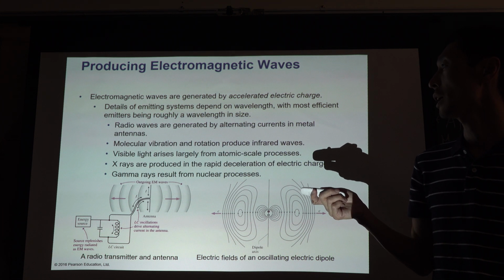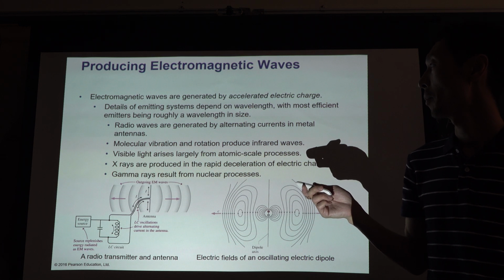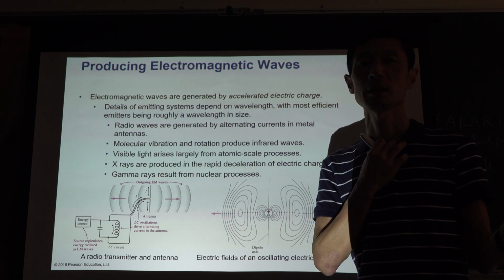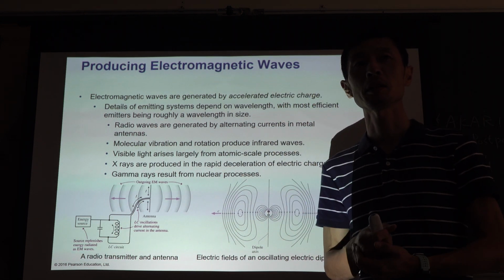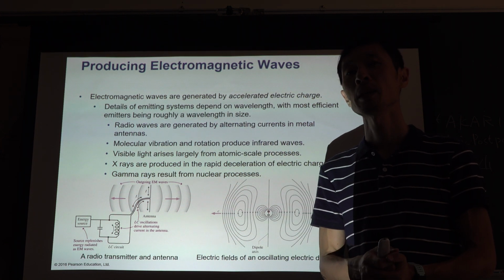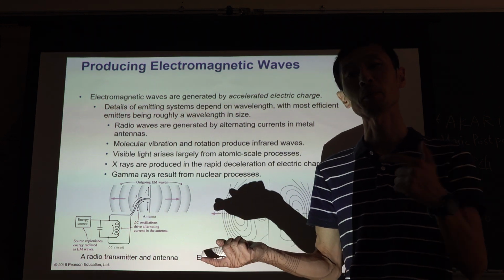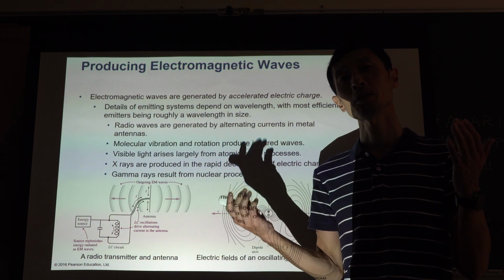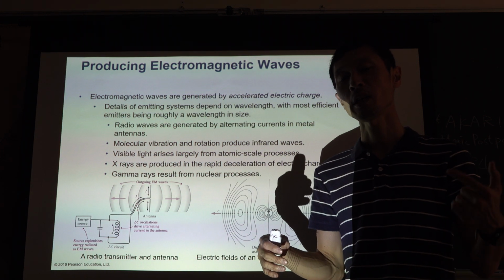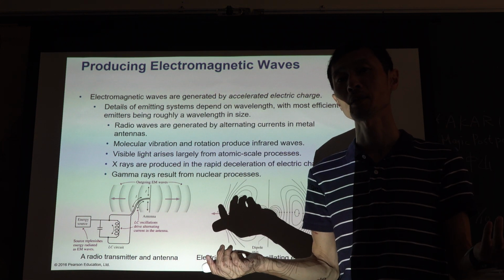Visible light arises largely from atomic scale processes. For example, for infrared, our body temperature is something like 36 Celsius, right? Nowadays, we measure every day. This produces infrared light. That's why, for example, if you go to the airport, they have an infrared camera to check your body temperature. If you have a high temperature, you emit more, higher and shorter wavelength infrared.